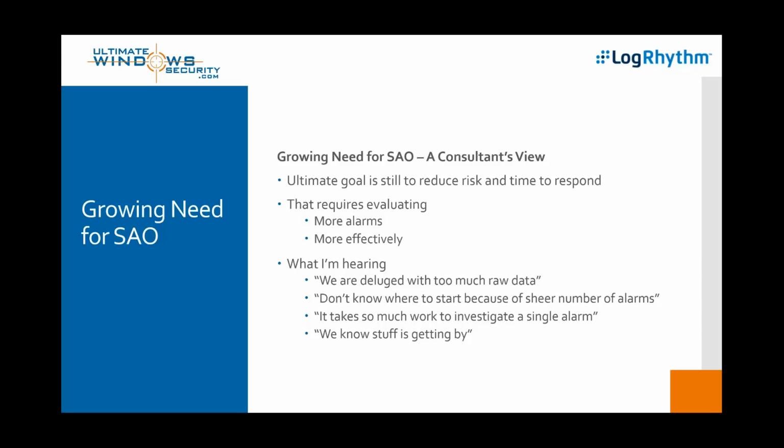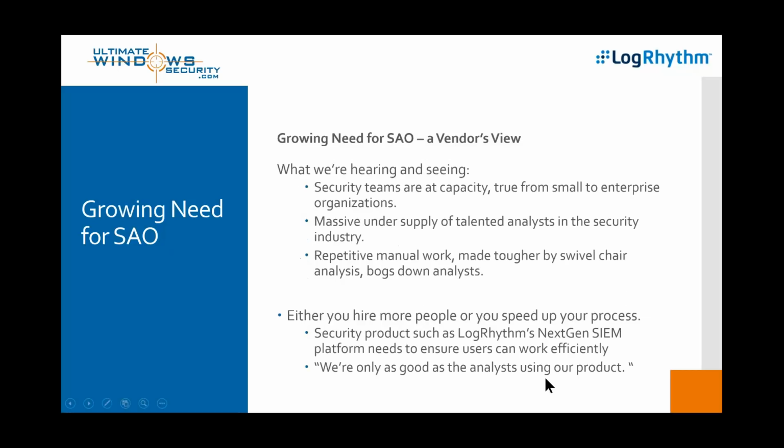And they're like, we're already deluged with too much information. We don't know where to start. The sheer number of alarms. We have trouble just prioritizing the alarms that we already have. We don't need more data because we can't wade through the stuff that we've got. And the worst thing is, folks saying we know stuff is getting by. So that's what I'm hearing.